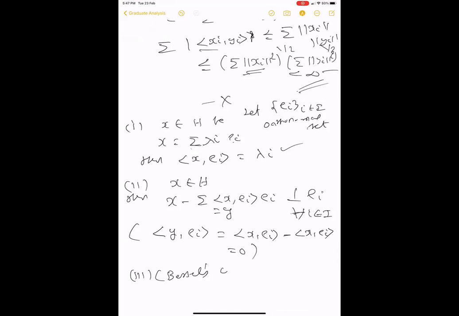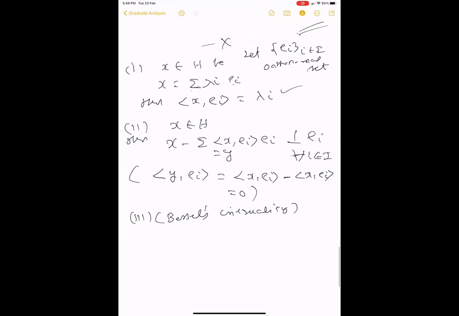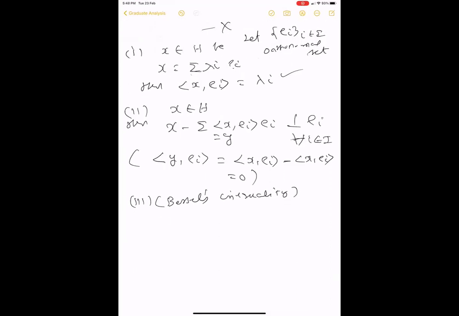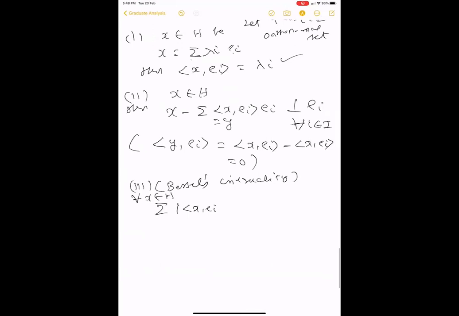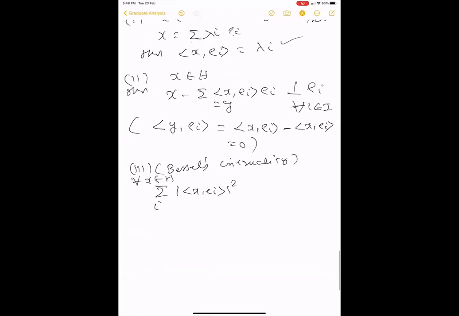Yeah. Then there is something called Bessel's inequality. Just the name, it's a simple thing. It says the following: for all x in H, the summation over i in I of mod of the inner product of x with e_i, squared, for any orthonormal set, this is true, is less than or equal to norm x squared. This is just because you take Y equal to x minus summation over i in I of the inner product of x with e_i times e_i.